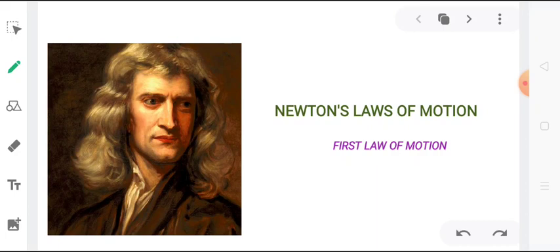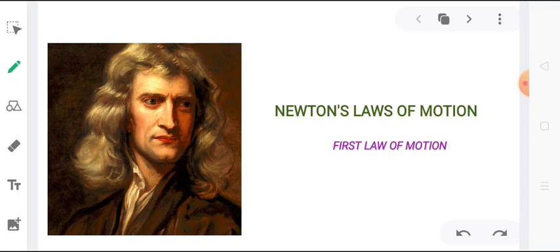So after studying all these things, now we will proceed with the next part of the chapter and study about the laws of motion. These laws are three in number and were given by Sir Isaac Newton, and that's why they are called Newton's laws of motion. Today, we will be focusing only on the first law of motion.